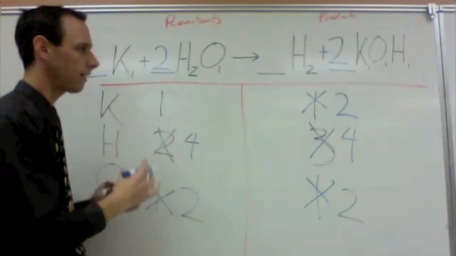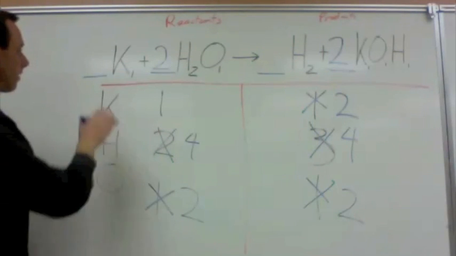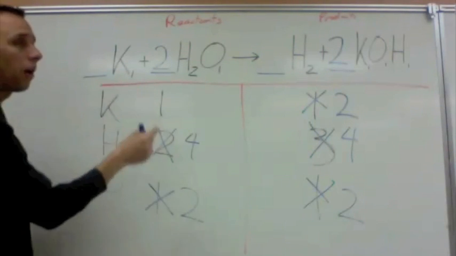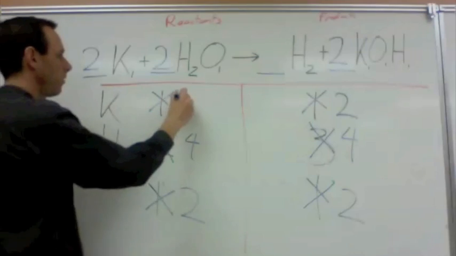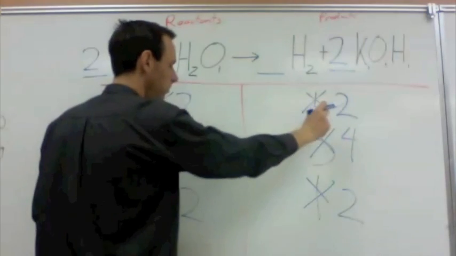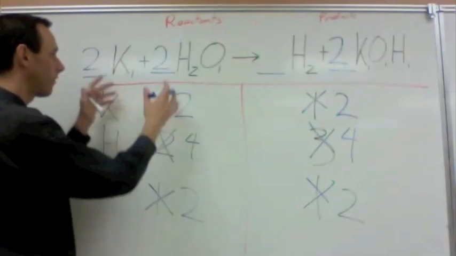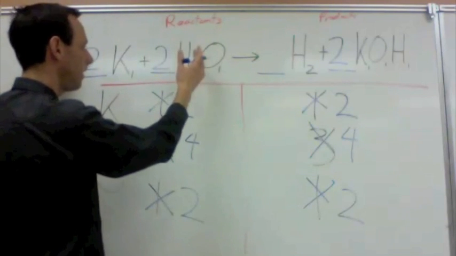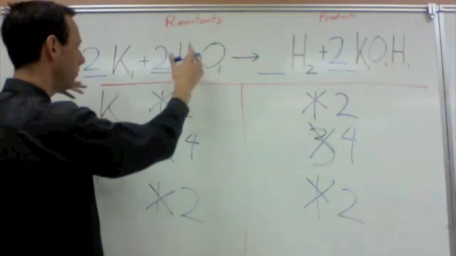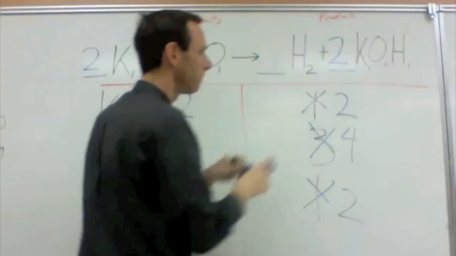So I have to come back to this side. Looks like we're going to solve it right here because there's a 1 right there. But now if I make this a 2, 2 times 1 is 2. 2, 4, 2. It's all balanced. I have the same number of each atom on this side. Potassium, same number of hydrogens on both sides, same number of oxygens on both sides as the product side.